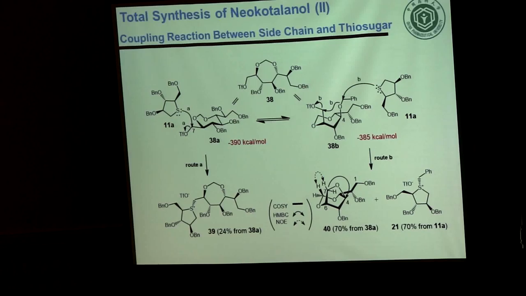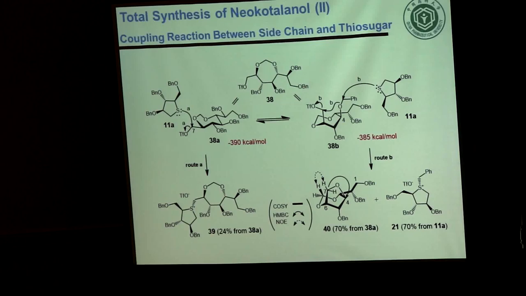It is interesting, again, the coupling reaction of the triflate and thiosugar also has two modes. In route A, the direct attack of the thiosugar provided 39. This is our target compound. And also, we isolated another two products. Actually, this is not a side product because this is 70%, and this is only 24%. So maybe if we change the benzyl group with another electron-withdrawing group, maybe the yield of 39 will be increased.